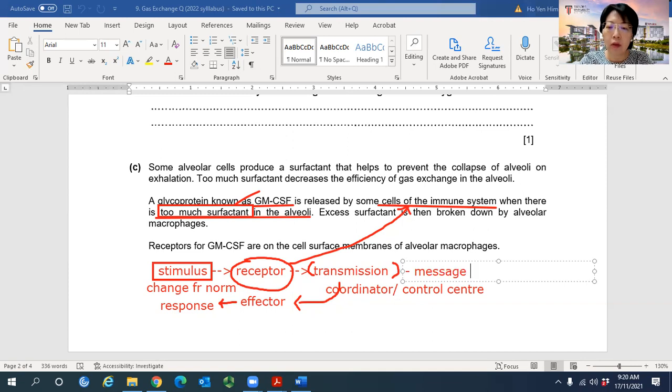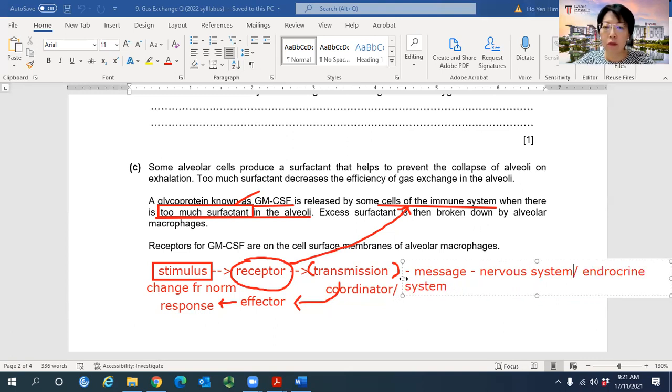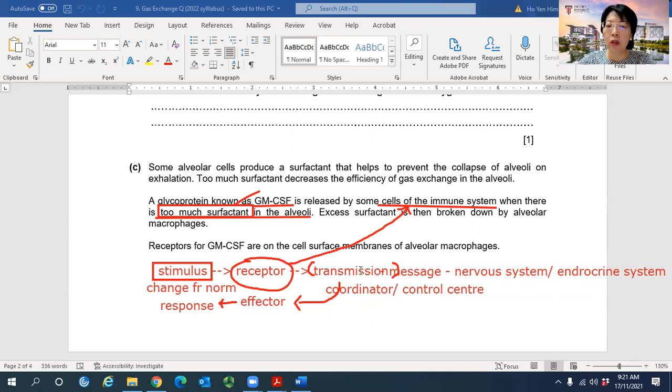So this message you learned already is transmitted by the nervous system or the endocrine system. Okay, so this is a revision, because I have already taught you this one before. So either nervous system or endocrine system. So transmission of the message is by nervous system or endocrine system. So nervous system transmits using the nerve cell by electrical impulse.